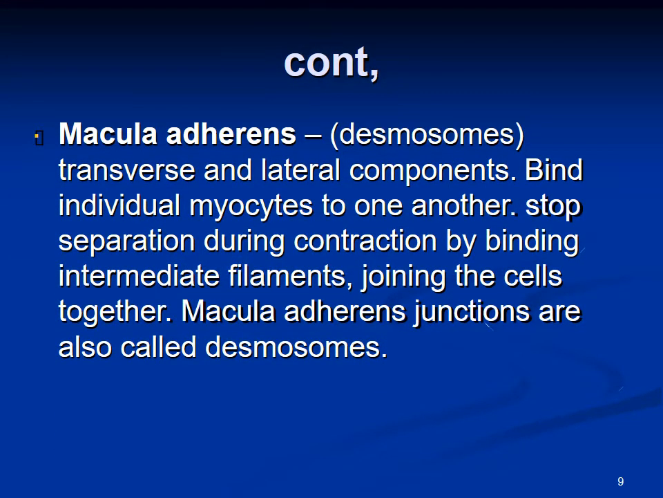The other type of junction is macula adherens or the desmosomes. They are present on the transverse cell wall and the lateral components, bind individual myocytes to one another, and stop separation during contraction by binding intermediate filaments, joining the cells together. Macula adherens junctions are also called desmosomes. This means that due to the presence of macula adherens, during cardiac contraction, muscle cells do not detach from each other. They completely adhere with each other and contract as a single unit.